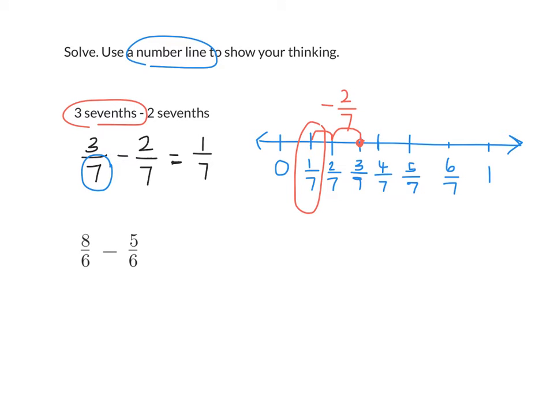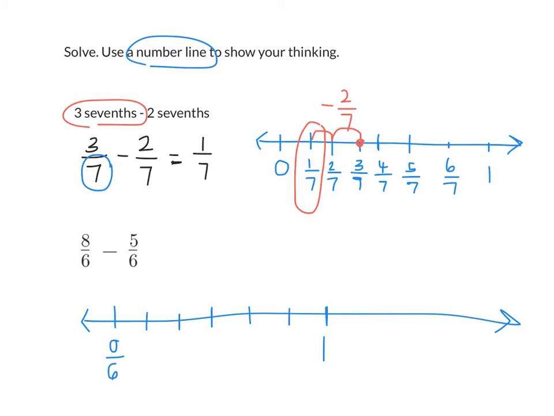Let's try it again. This time we have 8/6 minus 5/6. So again, we're going to have a number line. And we're going to start with 0/6, also known as 0. And then I'll have 1 here. If my units are sixths, I need to split the distance between 0 and 1 into what? Sixths, right? 6 equal sections. So I have 1/6, 2/6, 3/6, 4/6, 5/6, and of course 1 is the same as 6/6.